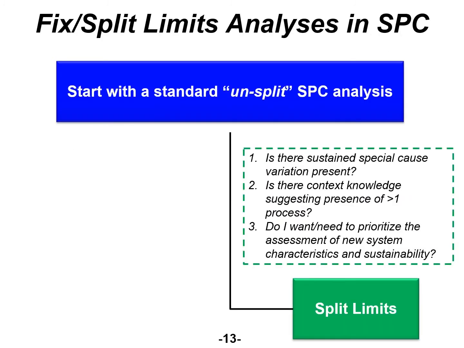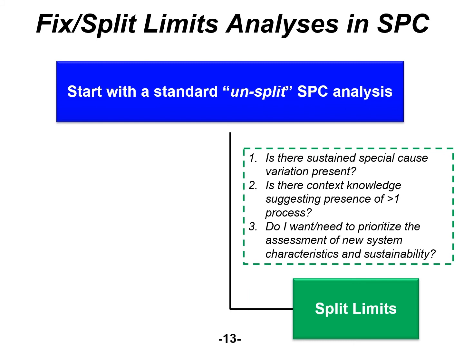Now let's revisit our algorithm, this time with a focus on considering the split limits analysis and consider each criteria in turn. First, is there sustained special cause variation present? The answer to that is yes. We have previously identified a sustained upward shift, a special cause signal, which occurred post-exposure to the new scopes. This satisfies the empirical approach criteria.